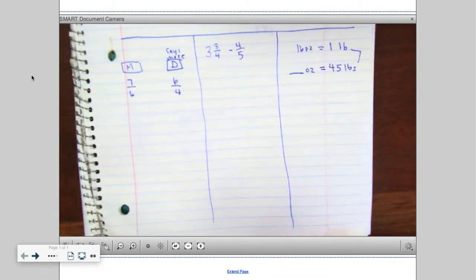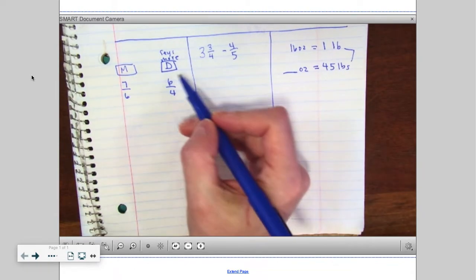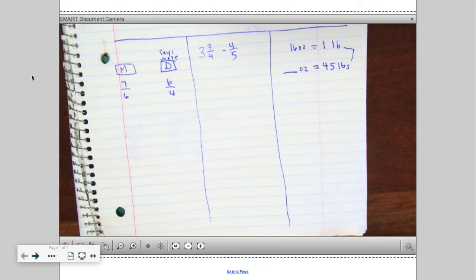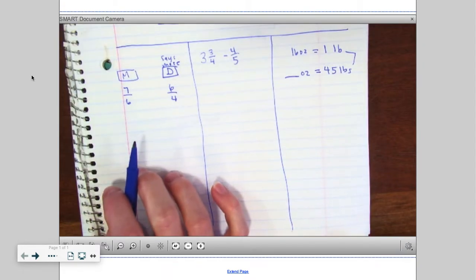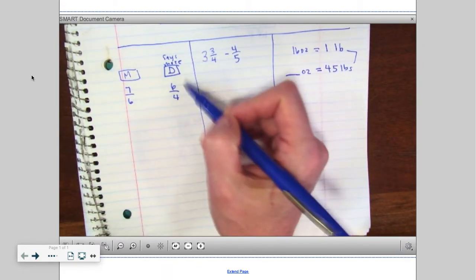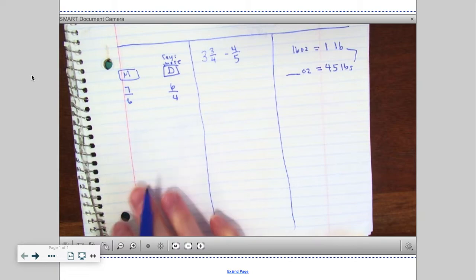Let's move on to our math review. Mr. D has 6/4 pounds of Takis, and Miss Mulder has 7/6 pounds of Takis. Not a bad problem to have. And Mr. D says I have more, because Mr. D is always like that.